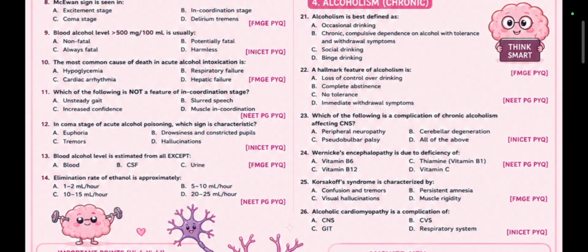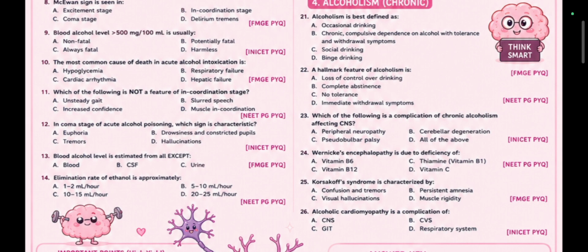In coma stage of acute alcohol poisoning, which sign is characteristic? Euphoria, drowsiness and constricted pupils, tremors, or hallucinations. In coma stage, the answer would be option B.